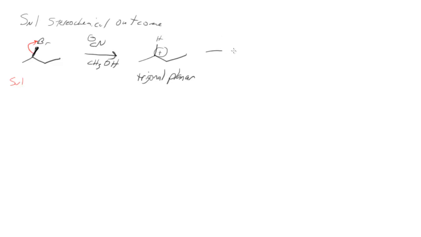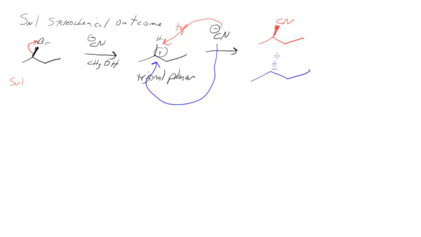Now when the cyanide comes in, you have 2 choices. The cyanide can either come in from the top of the molecule, or the cyanide can come in from the bottom of the molecule. Remember, it's flat. So there's no preference for the top or the bottom because either side is exactly the same, being that the molecule is flat. So if it comes in from the top, my cyanide group will be coming out of the plane, and if it comes in from the bottom, my cyanide group will be going back into the plane.